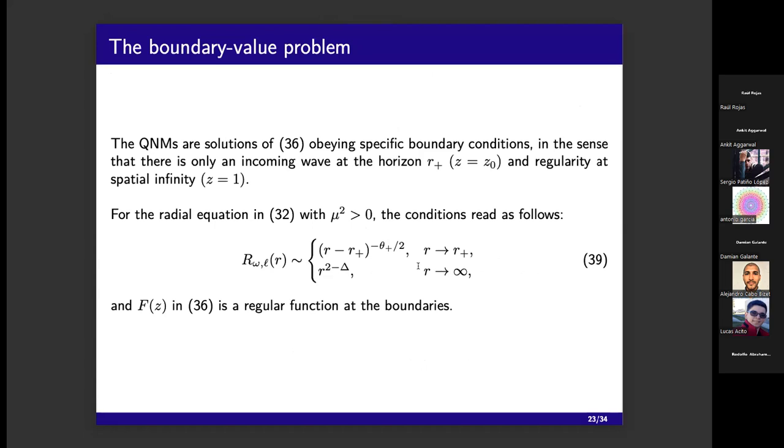Since we are interested in quasi-normal modes, we need to specify the boundary conditions. We are thinking in the sense that you have an incoming wave at the horizon and regularity at infinity, at the spatial infinity. And so R has the following profile. It's an incoming wave and it decays at infinity. And F is just a regular function at the boundary.